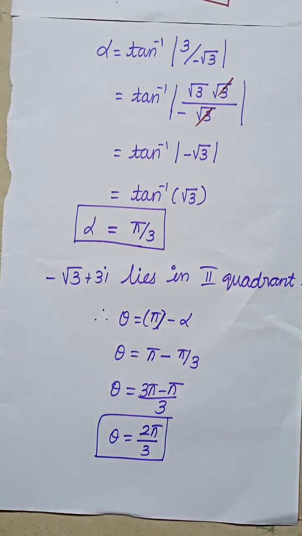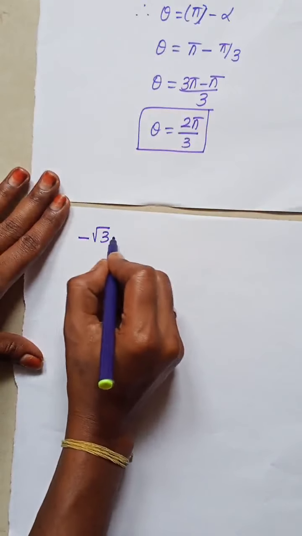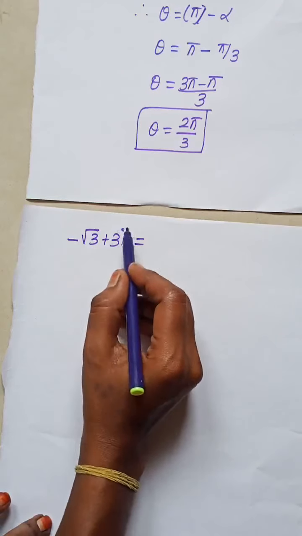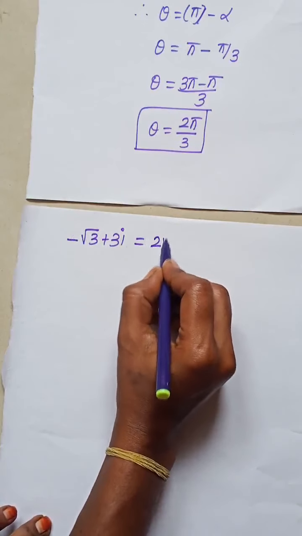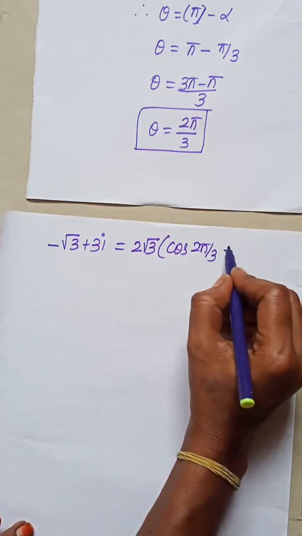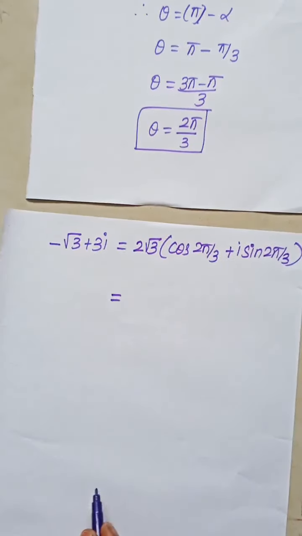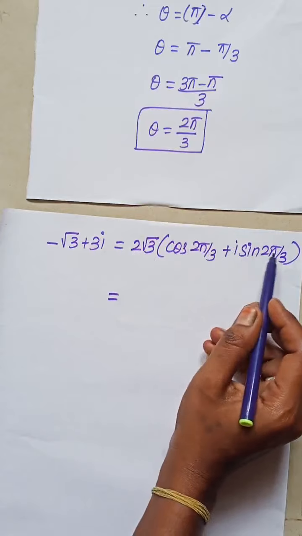Okay, we found the values of r and theta. This value is substituted in the given question. What is the given question? Minus root 3 plus 3i whole power 31. First, within the bracket, we write r as 2 root 3 into cos 2 pi by 3 plus i sin 2 pi by 3.